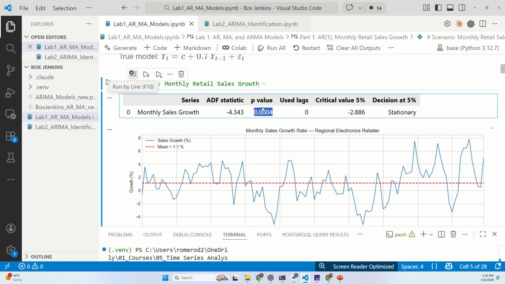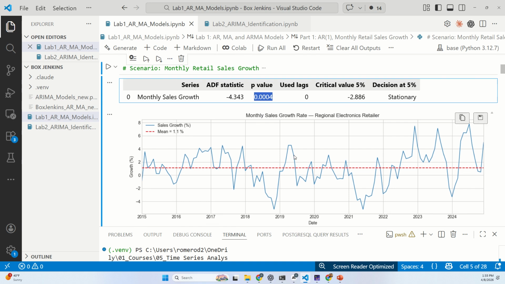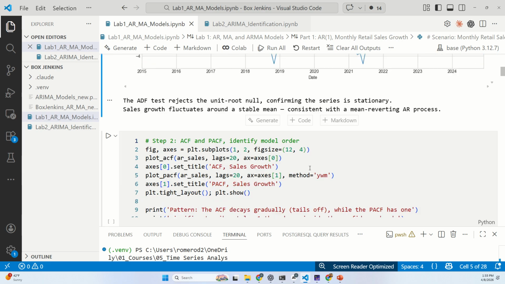Remember that in Dickey-Fuller, the null hypothesis is that the time series is non-stationary. Since the p-value is small here, less than 0.05, smaller than alpha, then we reject the null hypothesis that the time series is non-stationary. Since we rejected the null hypothesis, then we can claim with a confidence level of 95% that our time series is stationary. So we're good for the moment.